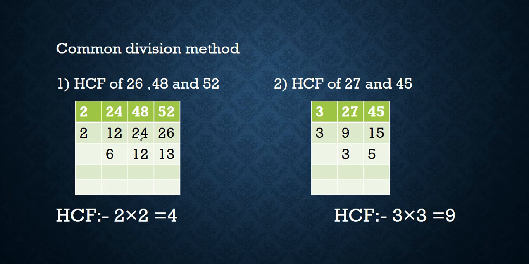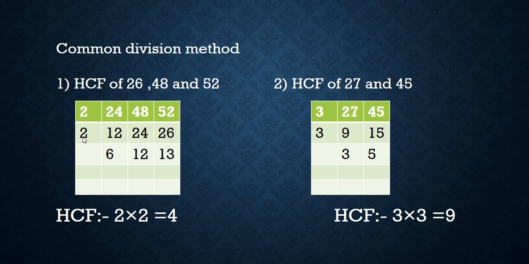We have to look for the prime numbers, that is 2, 3, 5, 7, 11 and so on. Always remember this, that you always have to write the prime numbers over here. You cannot write 4 over here or 6 over here or 8 over here. You always have to write prime numbers. So 2 12s are 24, 2 24s are 48, 2 26s are 52.